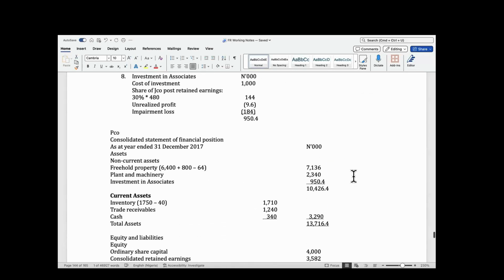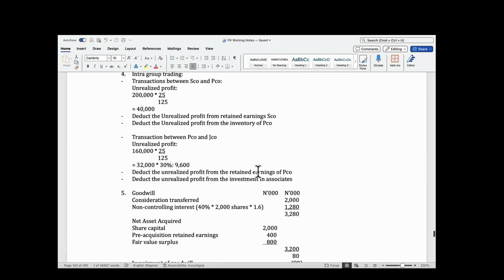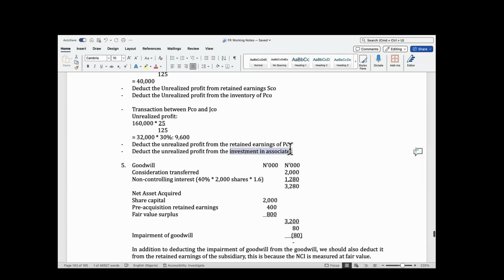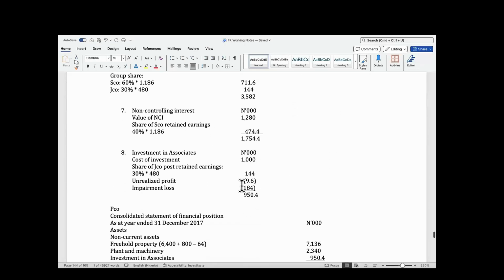Okay. I had it. And remember, the unrealized profits of 9.6 that we say will remove from investment in associates, this 9.6, and also the impairment loss of the investment in associates. So we are left with this. And that is all. So what is left is to consolidate.